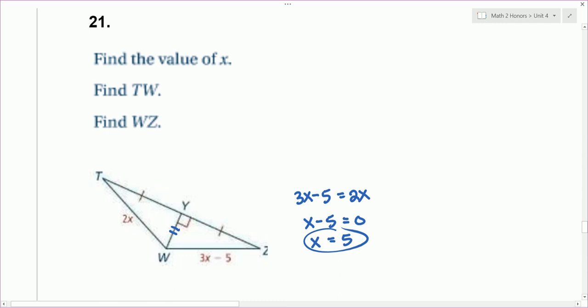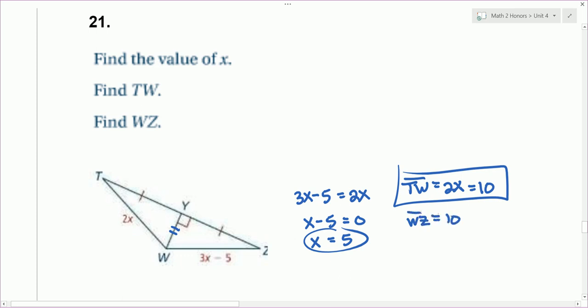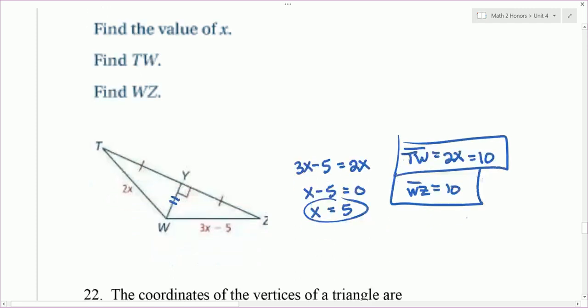To find TW, it is equal to 2 times x. X is 5, so we get 2 times 5, which is 10. WZ is congruent to TW, so we already have WZ, also 10. You can plug in 5 to get 3 times 5 minus 5, and you get 10 again.